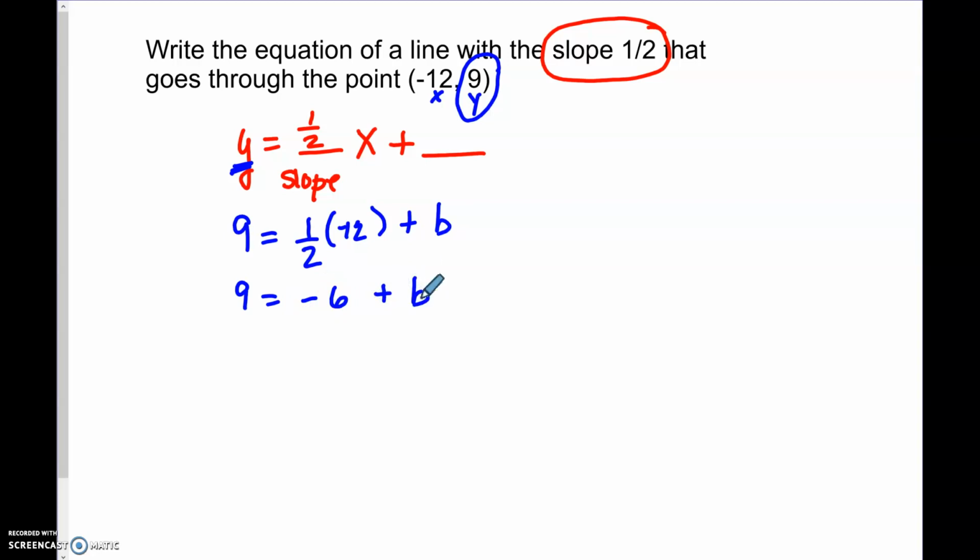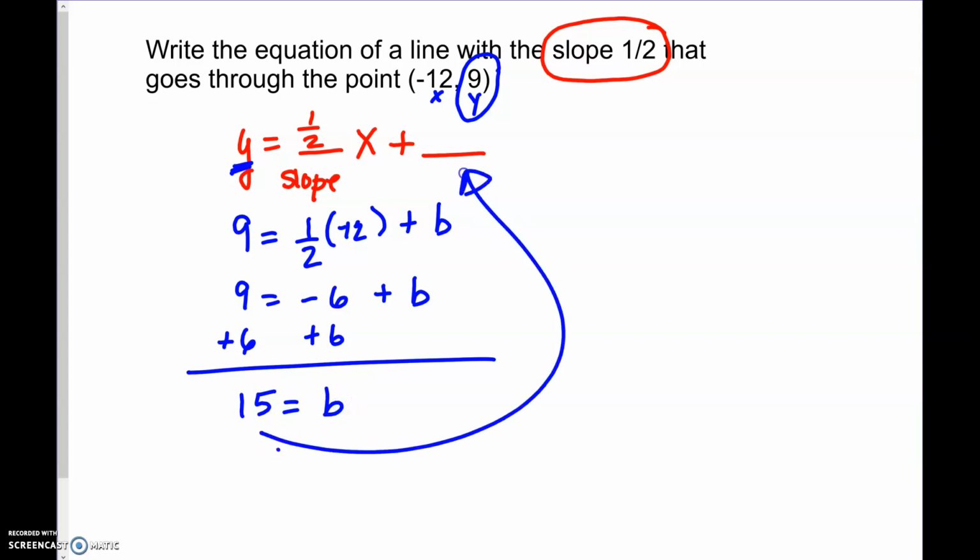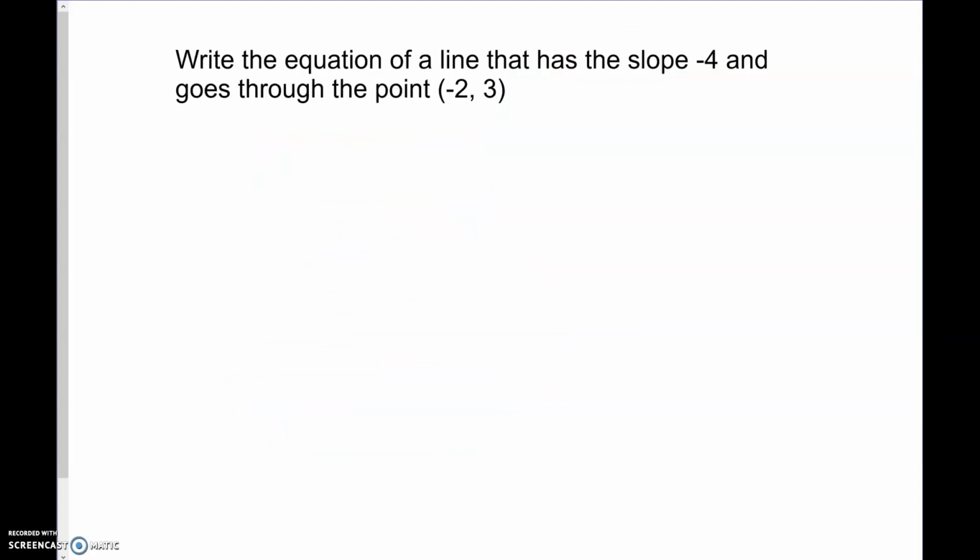And now we always do the opposite operation. Because this is a negative 6, I'm going to add 6 to both sides. So 15 equals b. Now make sure you go back up here and write this number in your equation. So we have y equals 1/2 x plus 15. All right, we have another problem coming up here that looks exactly the same, so hopefully this next time it will go a little bit smoother.